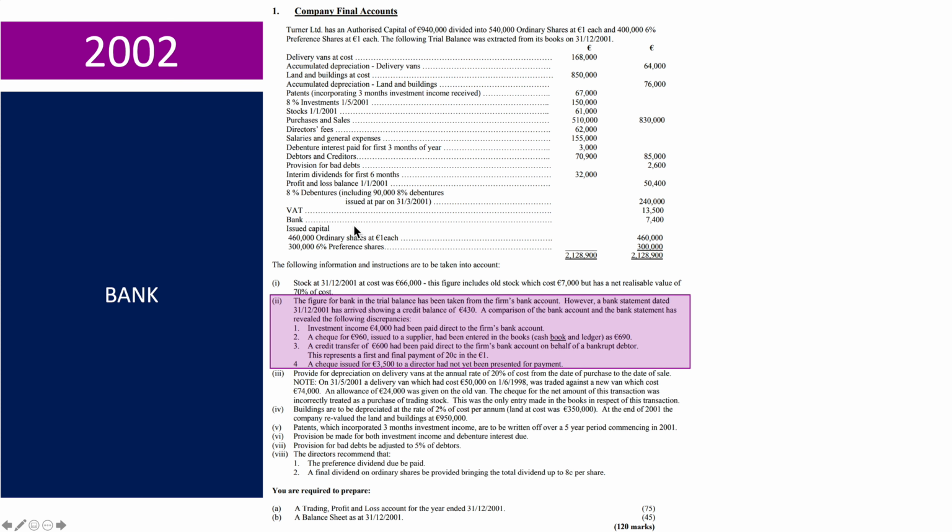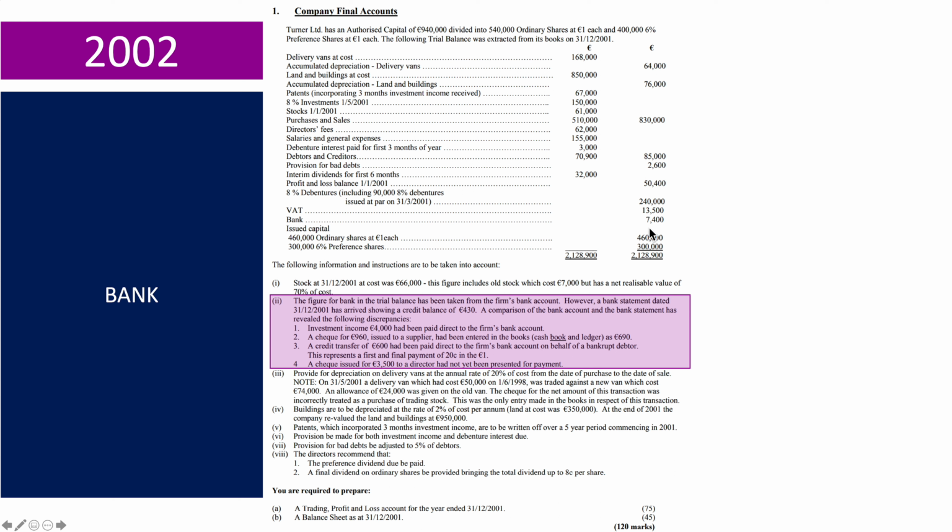Now, 2002 then, it was number 2. So this is the last one. So the figure for bank in the trial balance has been taken from the firm's bank account. However, a bank statement dated the 31st of the 12th, 2001 has arrived showing a credit balance of €430. So again, with the credit balance, that actually means that that is a positive figure. Okay, and look up here, this is an overdraft.